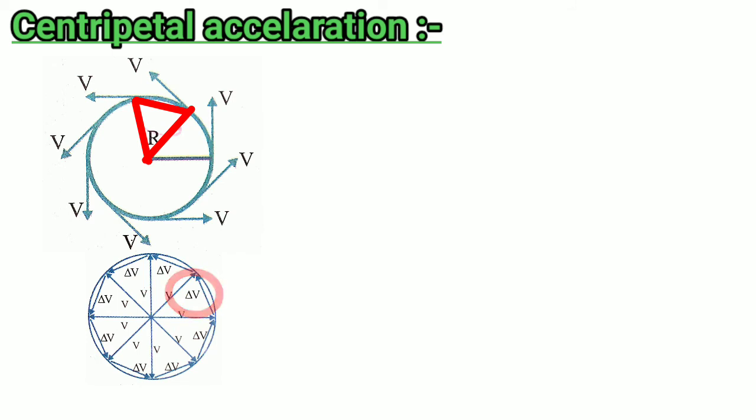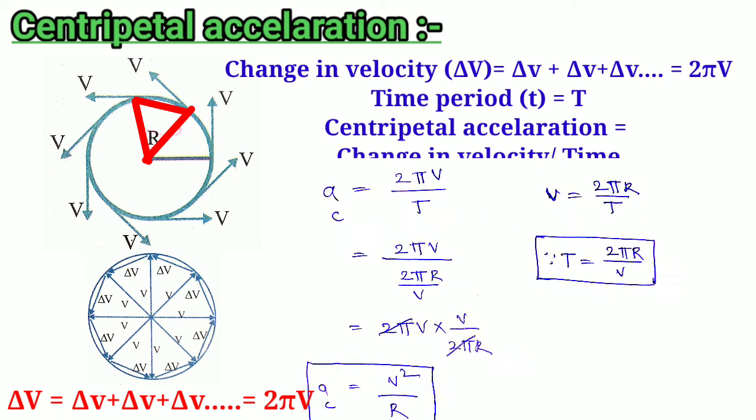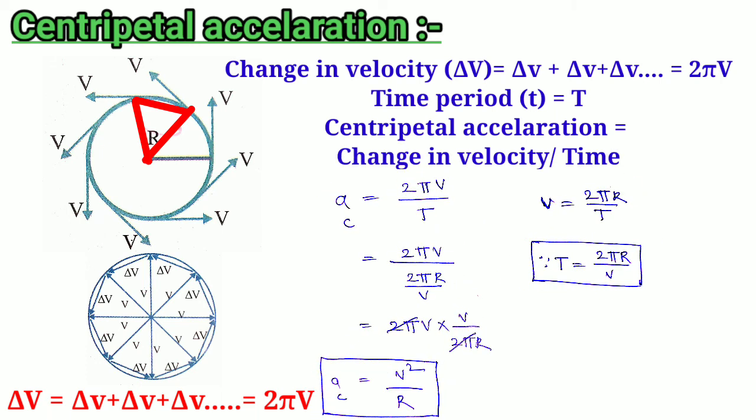The smaller the side of the polygon, the closer they cling to the circle. Change in velocity for a complete revolution is equal to the sum of change in velocity of the sides of the polygon, that is equal to 2 pi v. Time period, that is time taken for one complete revolution, is equal to T. Centripetal acceleration is equal to change in velocity by time. a_c is equal to change in velocity 2 pi v by time T.